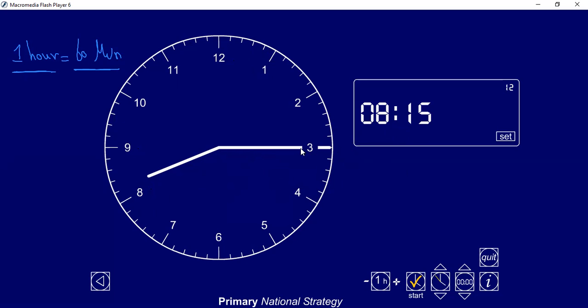Because the longer hand is on the right-hand side, I will say the minutes that have passed after it was 8 o'clock. So there are 15 minutes past 8. So I can say it like this: 15 past 8. And this was all for today.